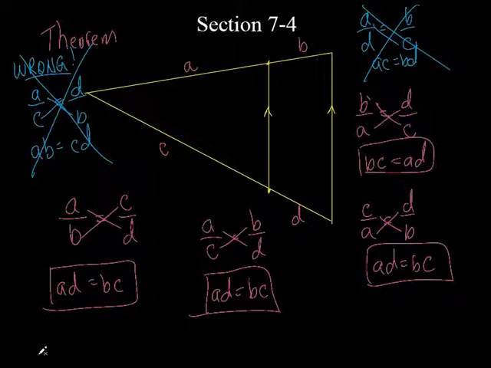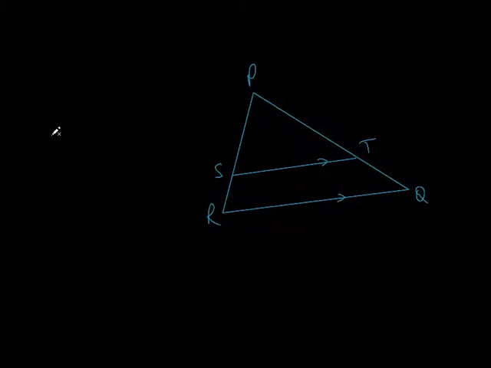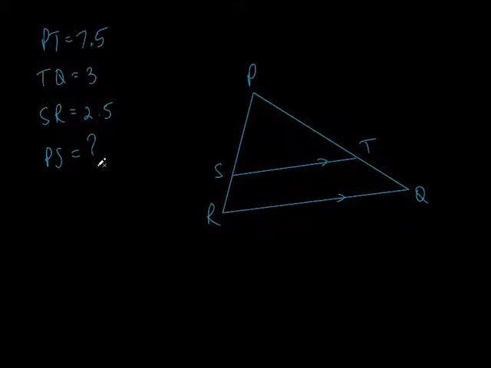Let's actually do an example, and then we'll move on. All right, here's our triangle, and they're going to give you some stuff. They're going to say that PT equals 7.5. So I'm just going to list them, and then we'll put them on the triangle. It says TQ is 3, and then it says SR is 2.5, and we're trying to find PS equals, and I'll put a question mark.